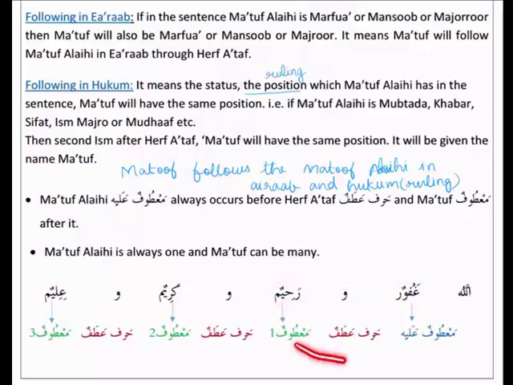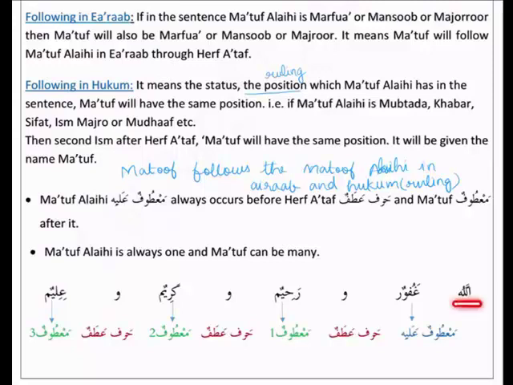So we said that the matuf follows the matuf alayhi in 2 things. One is the i'rab. Now ghafurun is marfu because it is the khabar, and this is also marfu. Then the second point is that the matuf follows the matuf alayhi in ruling. What is the meaning of that? What's the meaning of it?